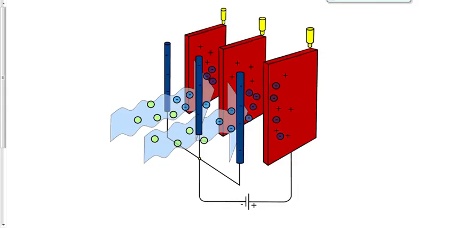You can see down at the bottom here we have a battery, or a power supply of some sort. There's a positive terminal of the battery and a negative. The positive terminal of the battery will always be the long side of the battery, and the negative terminal will always be the shorter side. Because of that, these red plates become positively charged. And because of that, these blue rods become negatively charged.